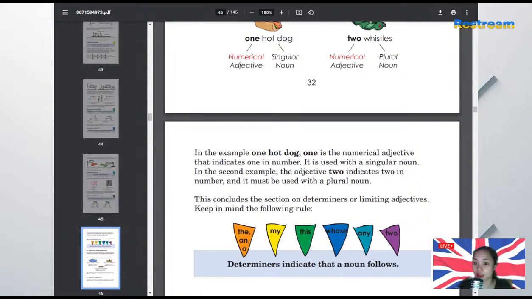One girl, or one kid, one food, one school. So those are examples of singular nouns that we use with the numerical adjective one.